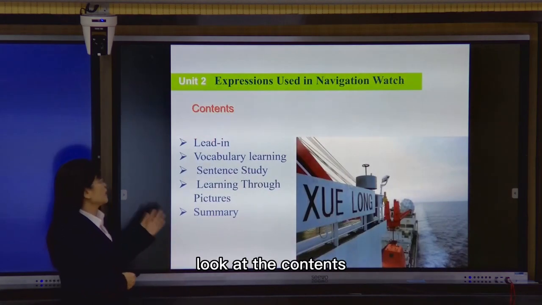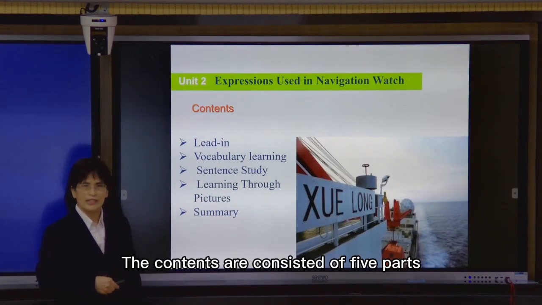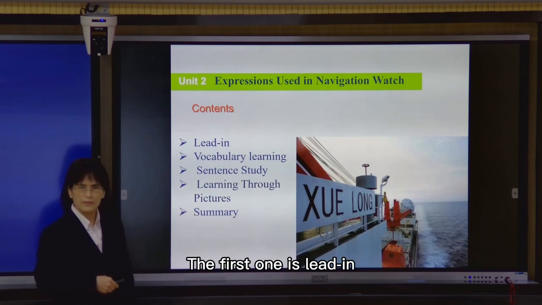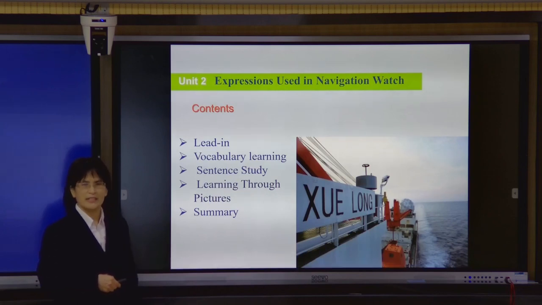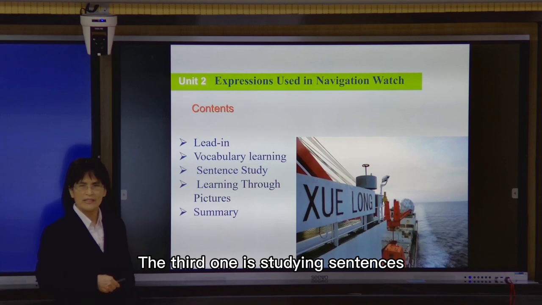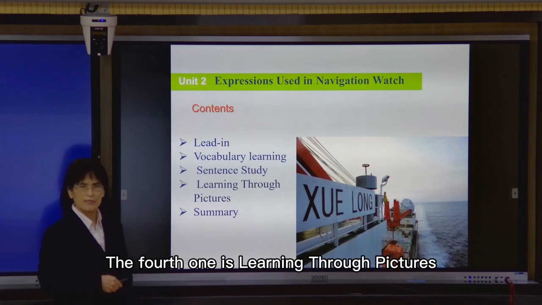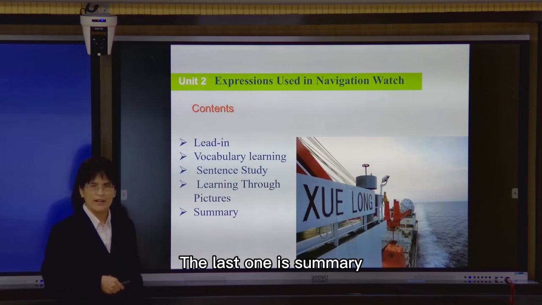Look at the contents. The contents consist of 5 parts. The first one is reading. The second one is learning the new words. The third one is studying sentences. The fourth one is learning through pictures. The last one is summary.